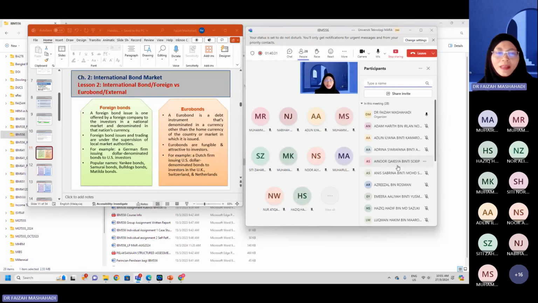Who issues the bond? Denominated in what currency? Yes, Siti. Denominated in British pound. Who issues the bonds? Kalau US company, US company issue bond denominated in British pounds. All right, and that bond will be marketed in the UK market. So that one is bulldog bonds.